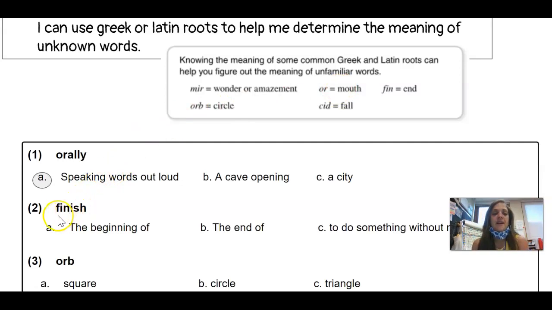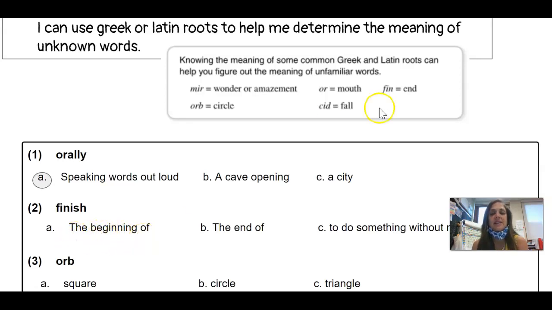Number 2, finish. Let's use our resource for Greek and Latin roots. I see fin means end. Okay, we just looked inside of the word. We looked outside of the word. Now we're going to see what we can plug in.